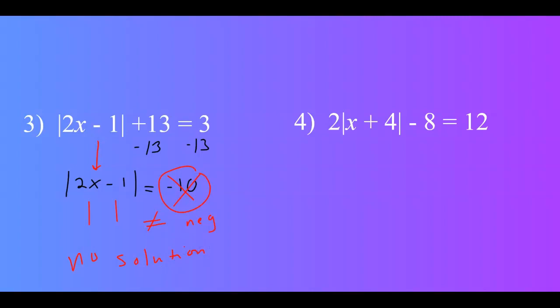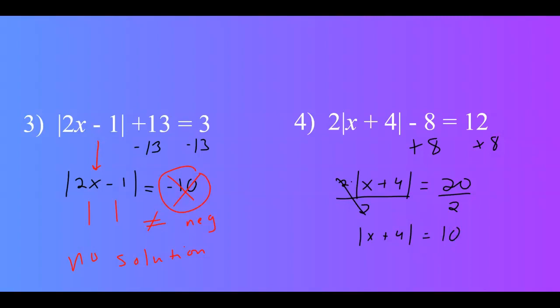Okay. And then number 4, once again, the absolute value is not by itself. So we need to get it by itself by doing our inverse operation. So we add 8 over. So we get 2 times the absolute value of x plus 4 equals 20. And that's 2 times the absolute value. Remember, we don't distribute in. Rather than doing that, we want to undo it, right? We undo multiplication by dividing. So those 2's cancel out. We get the absolute value of x plus 4 equals 10.